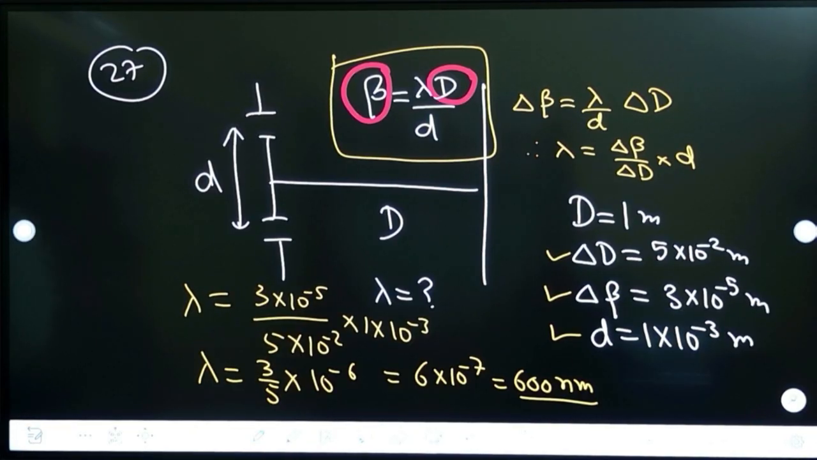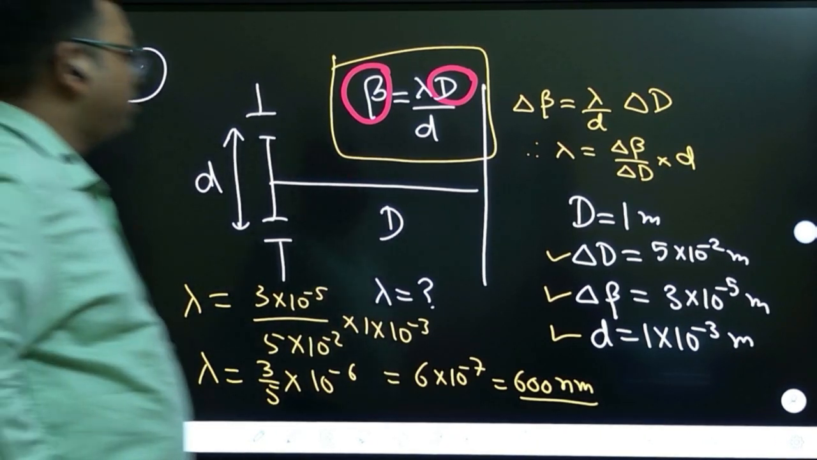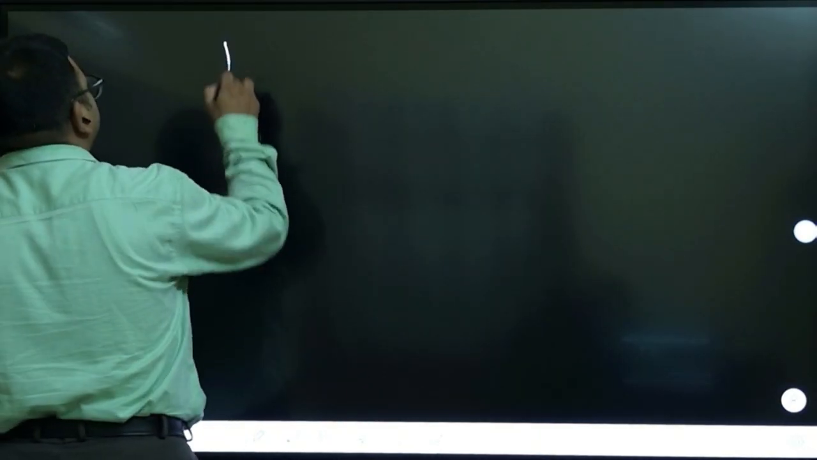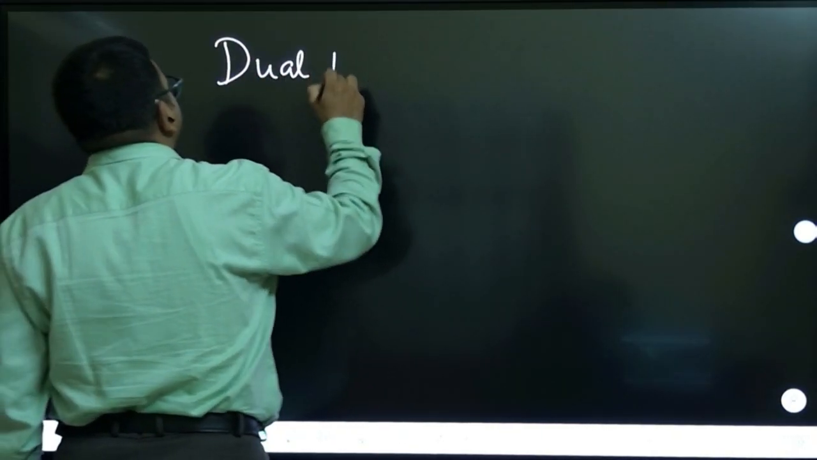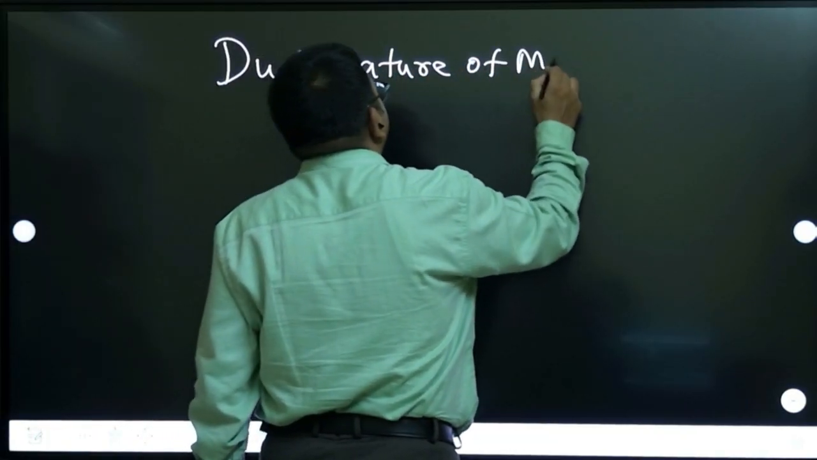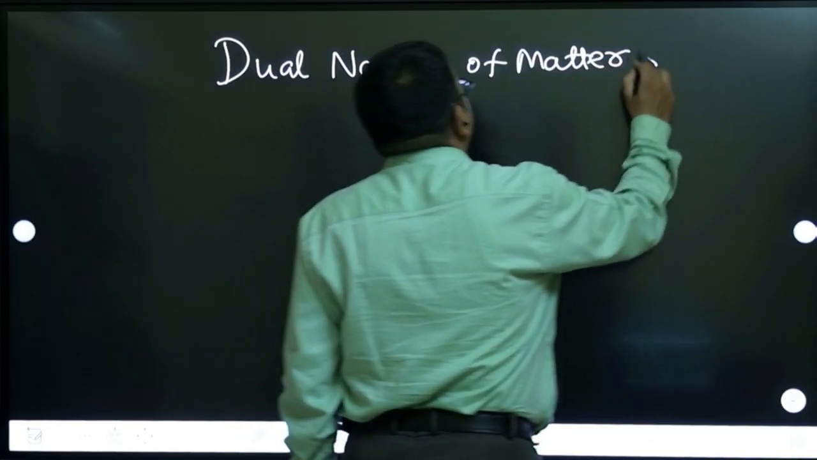Let's start with dual nature then. Okay. Let us start this topic, and maybe in 1 or 2 classes we can finish it. Let's start dual nature of matter and radiation.